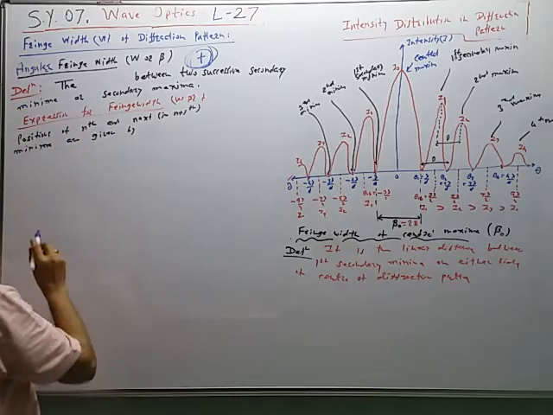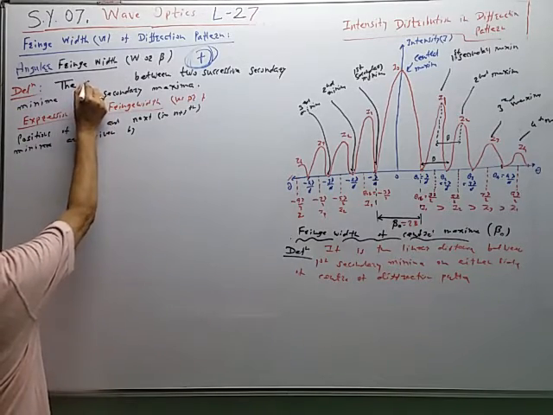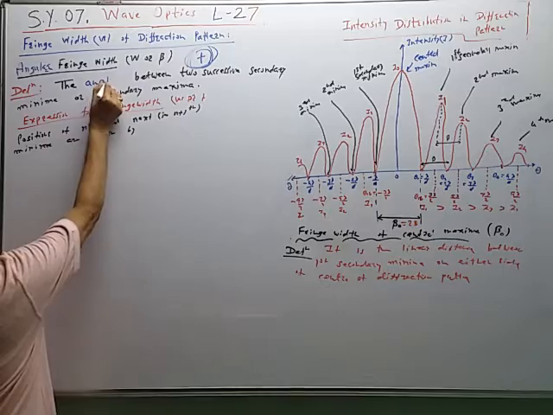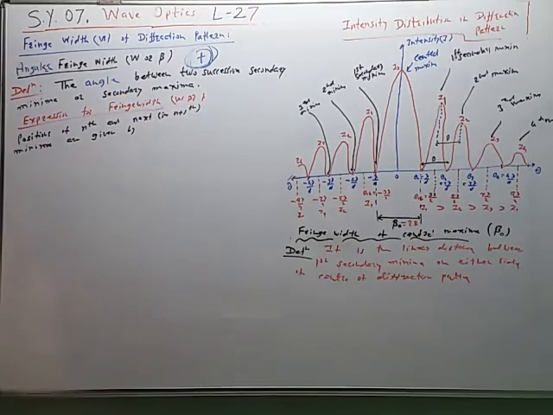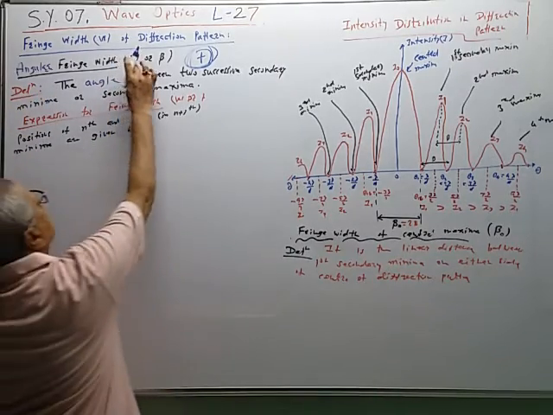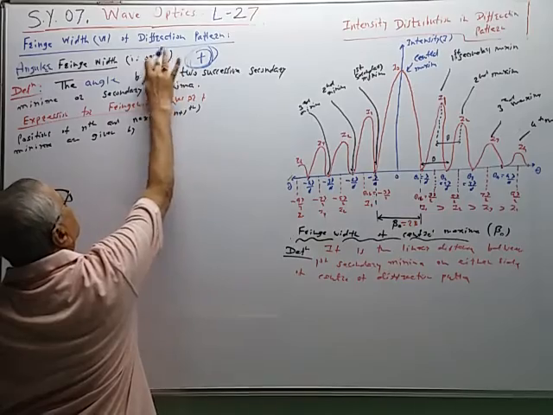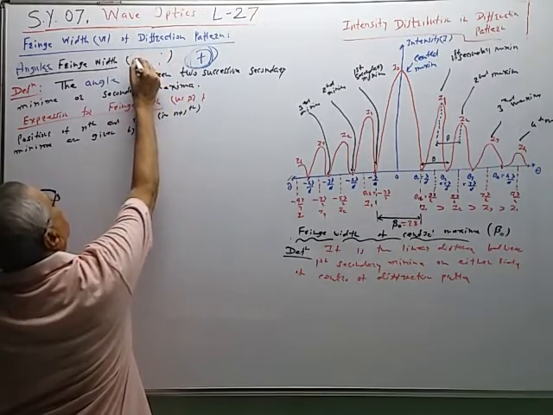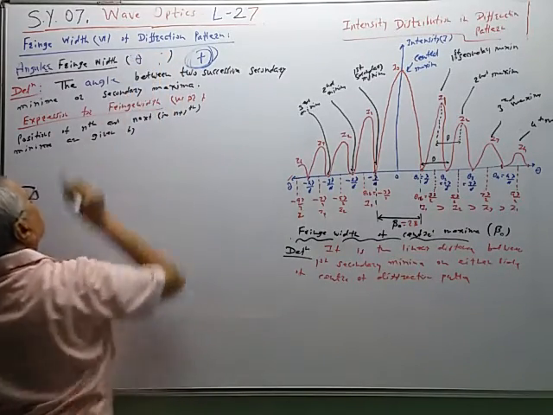Angular fringe width. The angle between the two successive secondary minima and secondary maxima is called the angular fringe width. It is denoted by theta.